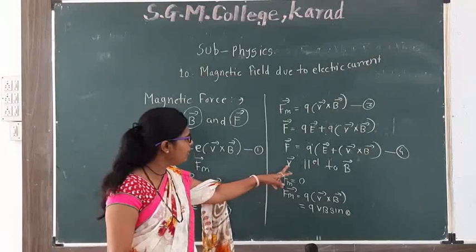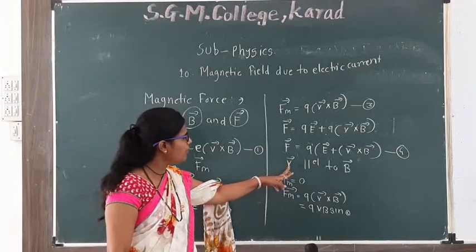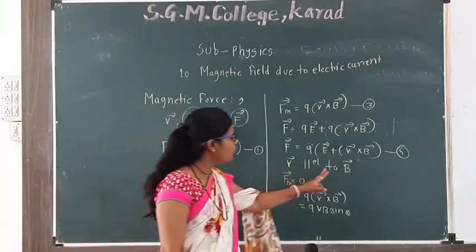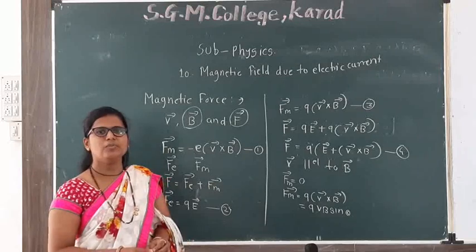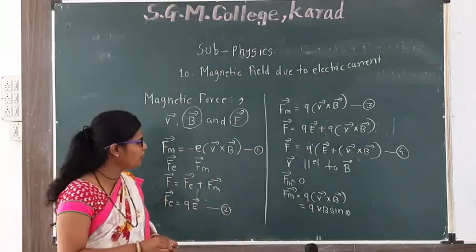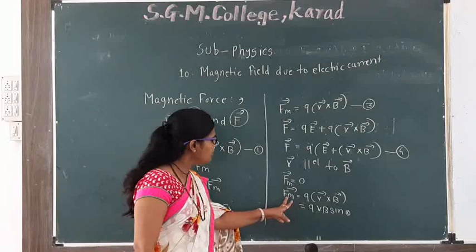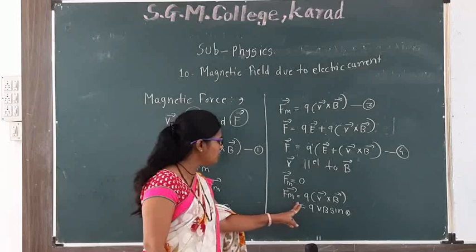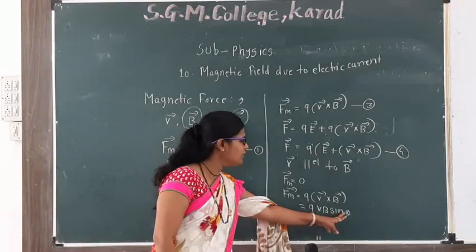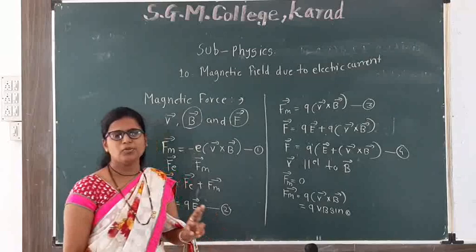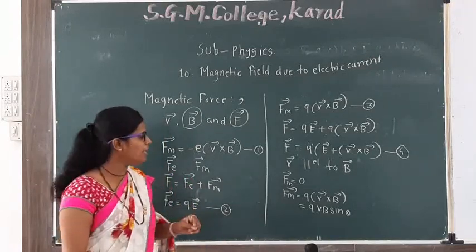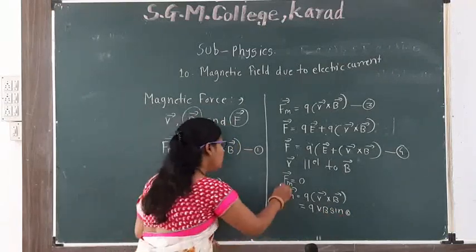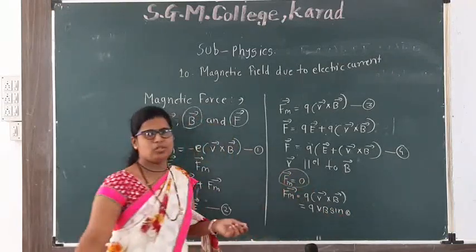Now the first case is when the moving velocity of the charged particle is parallel to the magnetic field. In that case, the magnetic force is 0. How is the magnetic force 0? See here, Q V B sin theta. If theta is equal to 0, if the two are parallel to each other, their angle will be 0, and sin 0 is 0. So the magnetic force will be 0 there.